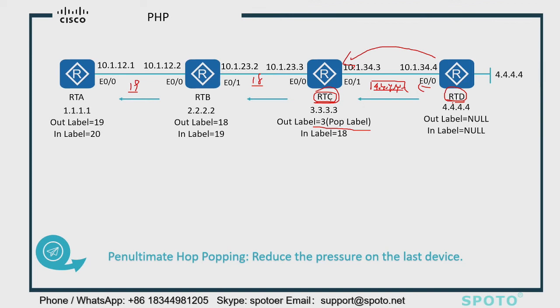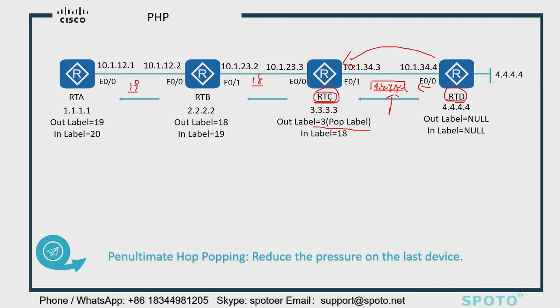If we don't have this, the last router needs to search the MPLS forwarding table at first, and then the router needs to remove the label to let the MPLS packet become a normal IP packet. Then the router needs to search the IP forwarding table. So it's too many steps the last router needs to do. So we reduce the pressure. We let the penultimate router RTC remove the label. So it means when the last router receives the packet, it's a normal IP packet. So this is called PHP here.